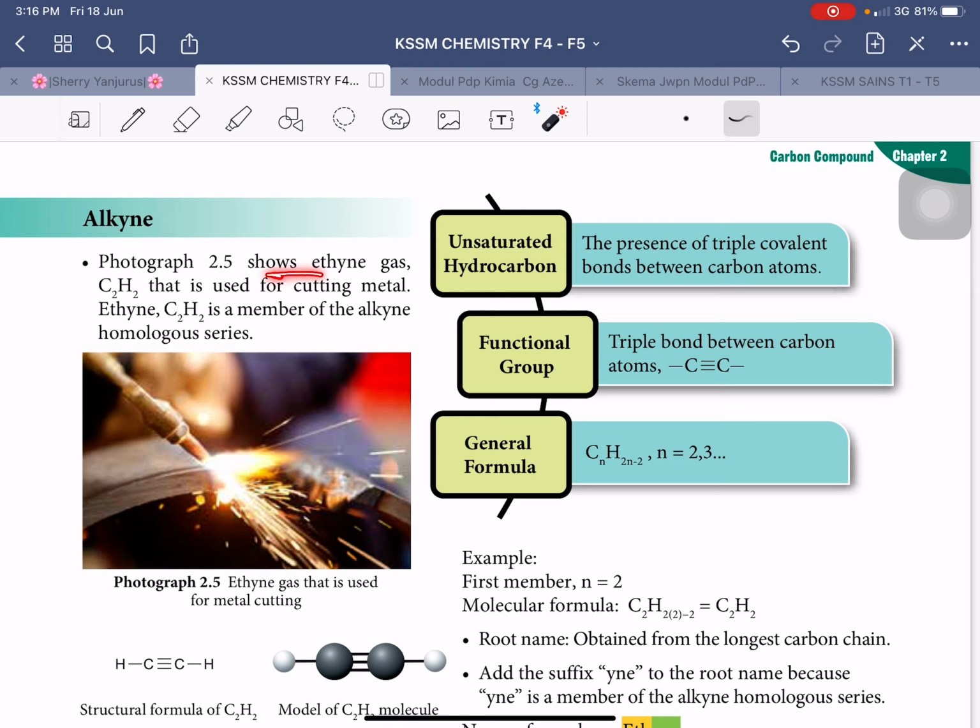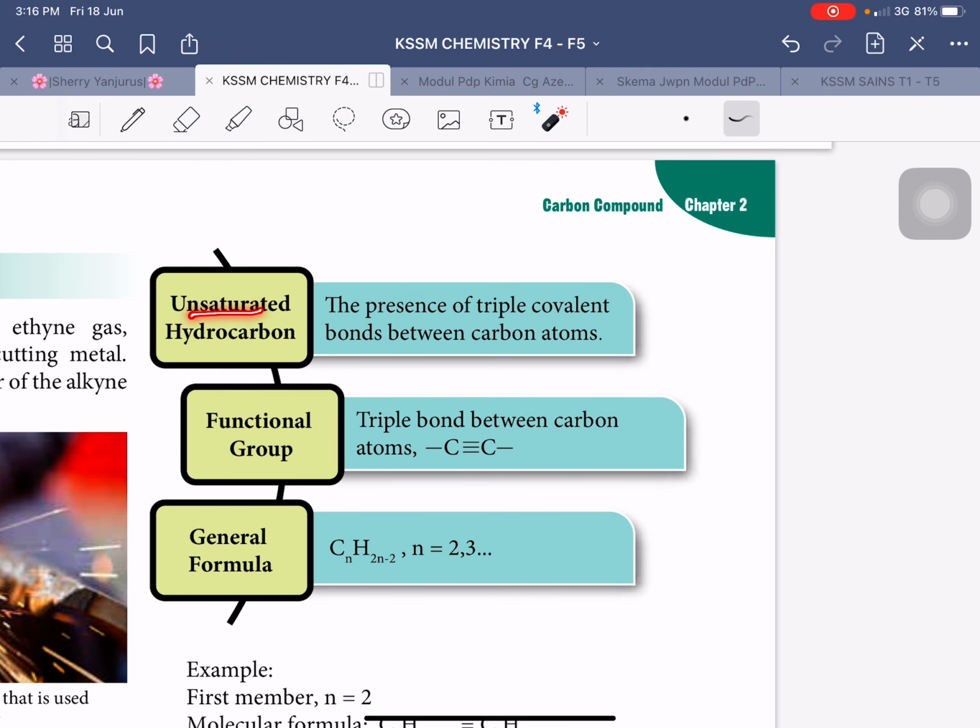Photograph 2.3 shows ethyne gas, C2H2, that is used for cutting metal, untuk memotong logam. So ethyne gas is a member of the alkyne homologous series. It's a type of unsaturated hydrocarbon because it has a triple covalent bond between carbon atoms. Kalau alkene has double bond, this one has triple bond.